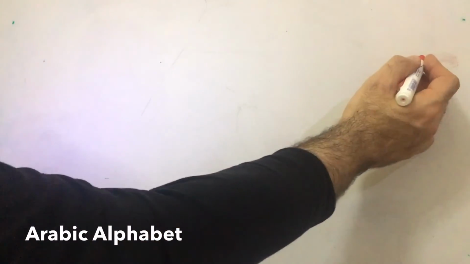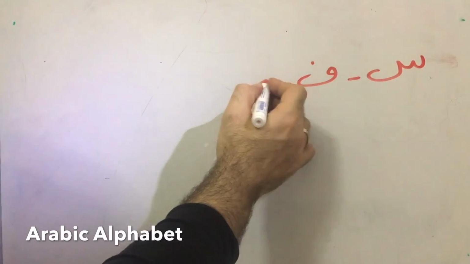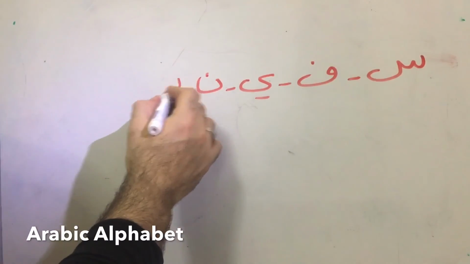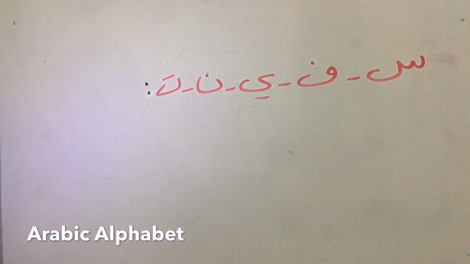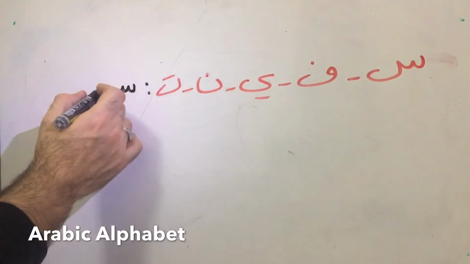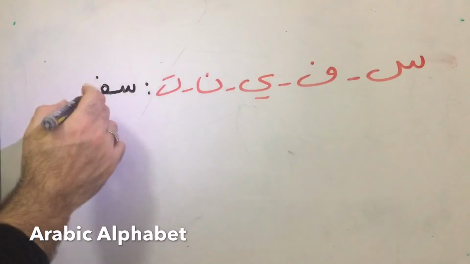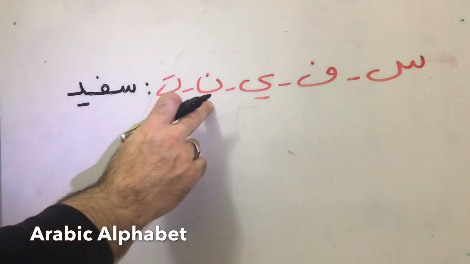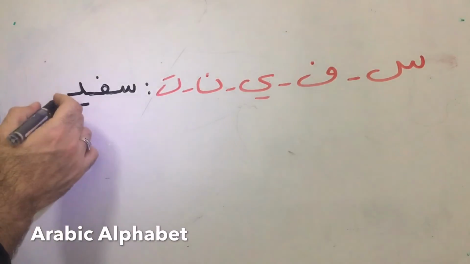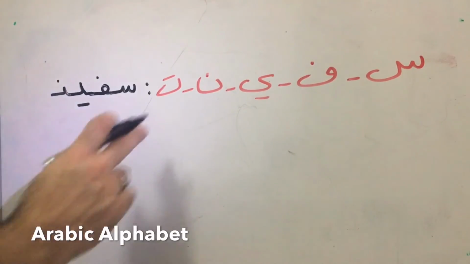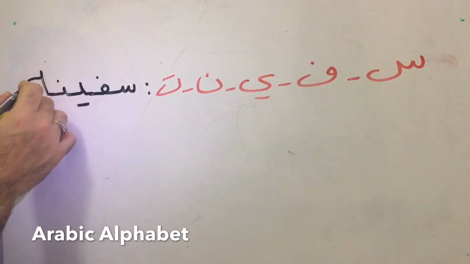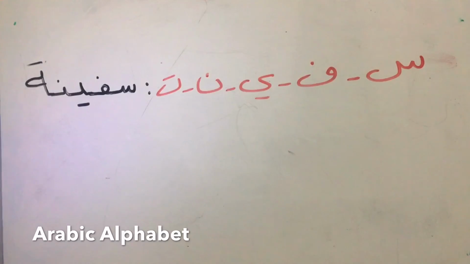If we have letters like seen, fa, ya, noon, ta, we can write it like this. Seen at the beginning of the word, like this. Fa can be joined before and after, so we can write it like this. It can be joined with ya. Ya can also be joined with the letter before and after, so it is like this. Noon is the same. It can be joined with ya and ta, so it is also like this. At the end we have ta. سفينة. If we stop, we say سفينة. It is like ha, but when it is in the sentence, it is like ta.